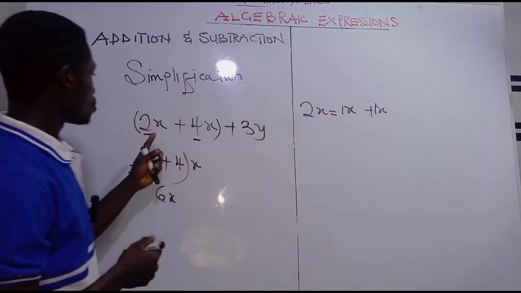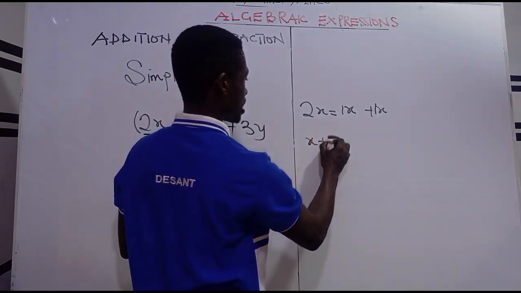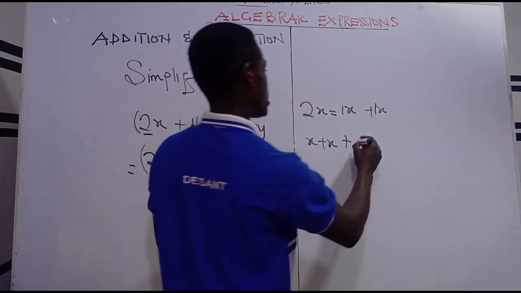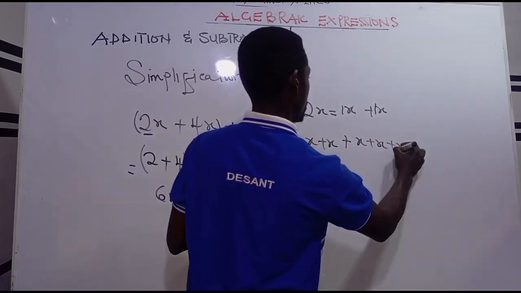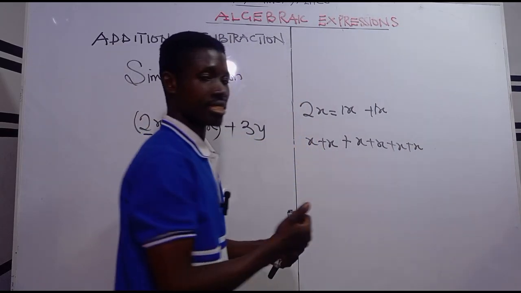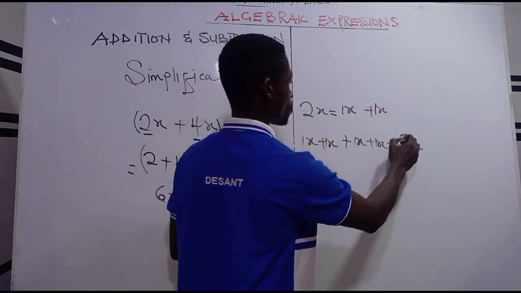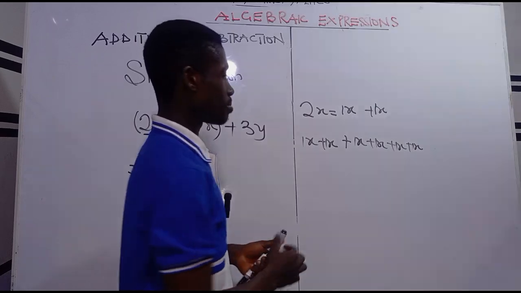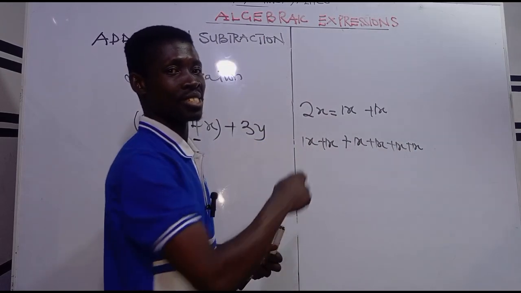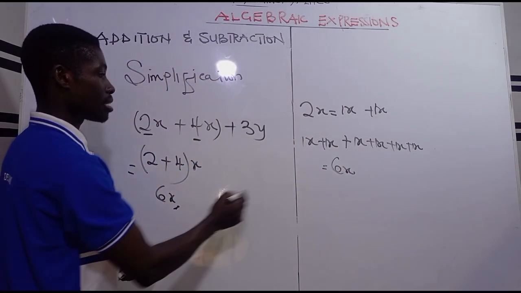So when you have 2x plus 4x, intuitively, we can say that x plus x, which is these 2x, and then plus what? 4x is written as x plus x plus x plus x. Now in front of each of these x's, there's 1 in front. So let's take it that we have 1, 1, 1, 1, 1, 1. Now let's count them. 1, 2, 3, 4, 5, 6. How many x's do we have here? We have 6x. And that is the same as this.